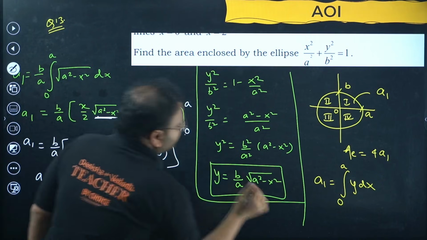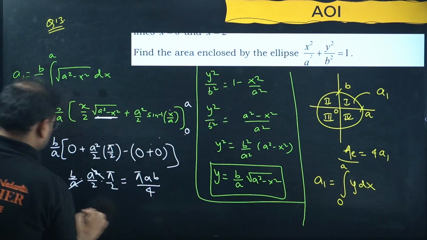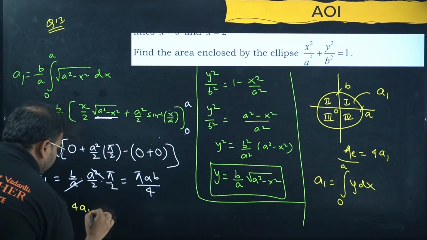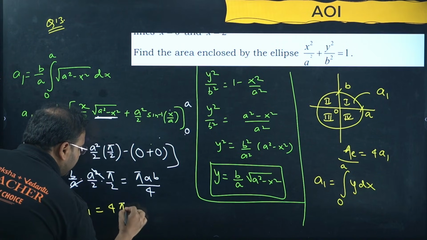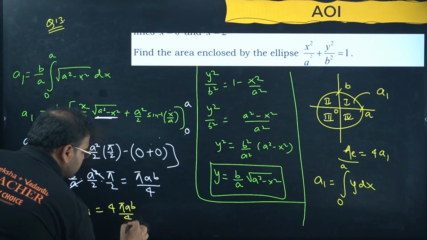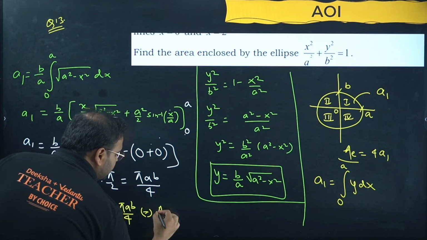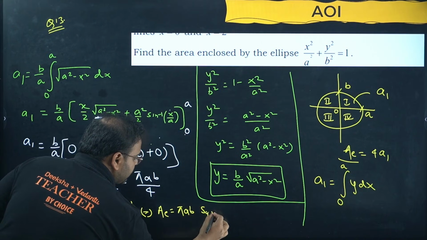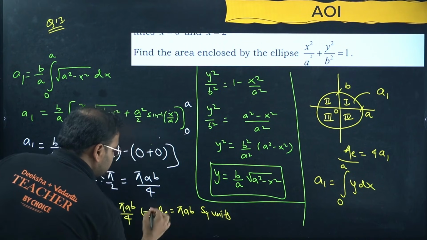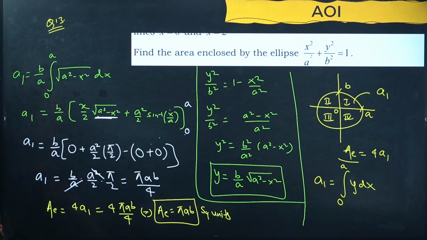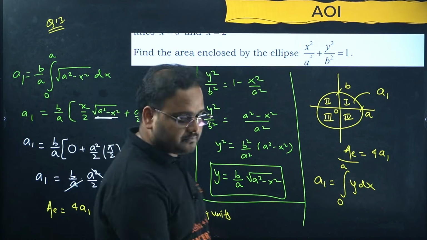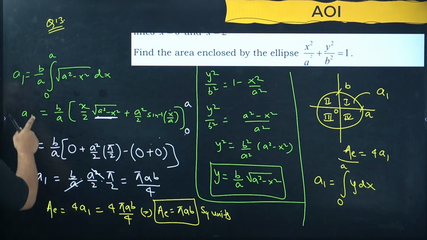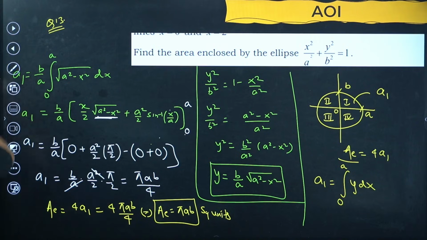Do I want to find a1? No, I want to find the area of the ellipse. So the area of ellipse is 4 times a1, which is nothing but 4 times pi ab by 4, so the area of ellipse is given by pi ab square units. I don't think anybody will have doubt in this question. This is clear, guys.